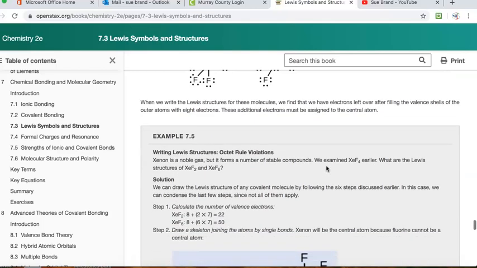All right, so the next thing we're going to do is some problems where we're dealing with structures that do not obey the octet rule.